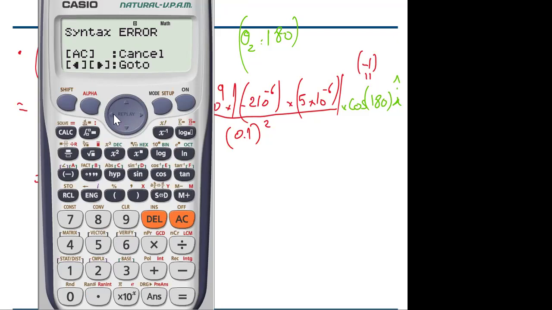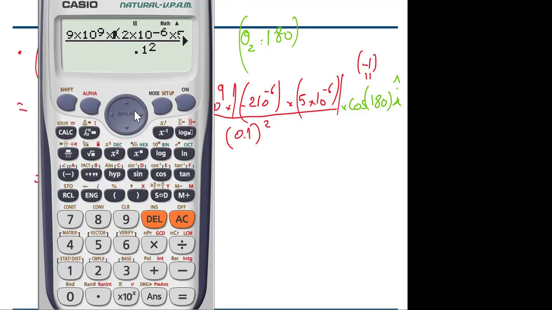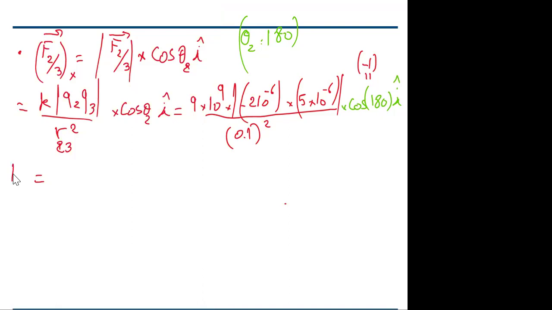Sorry, we made a mistake. Where is the mistake? Okay, forget the bracket. Okay, 0.1 squared. So this is our result. It's 9. So the x component of the vector f2 on 3 is minus 9i. Okay, minus 9i. So what is our total vector now?